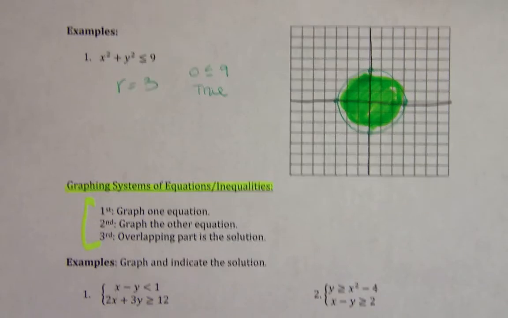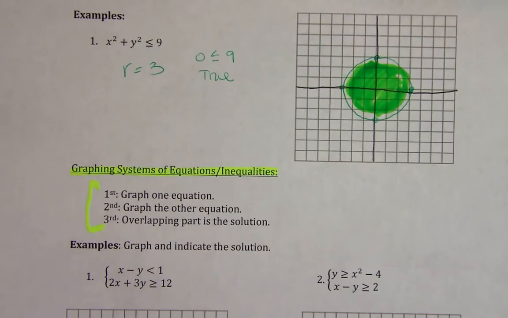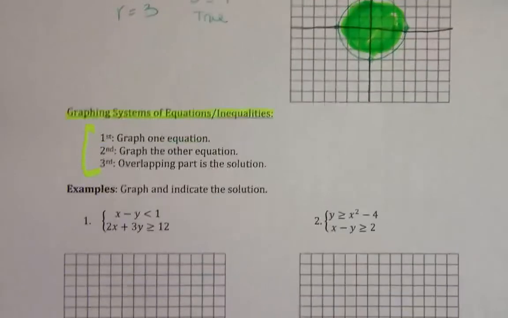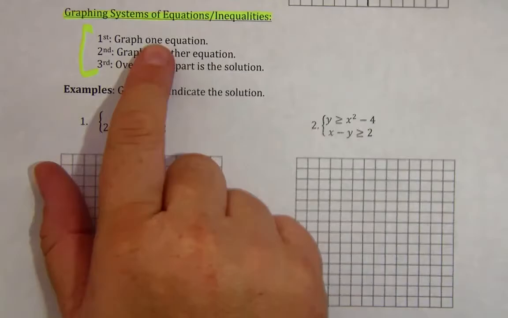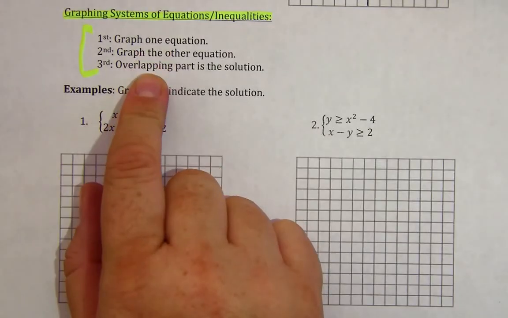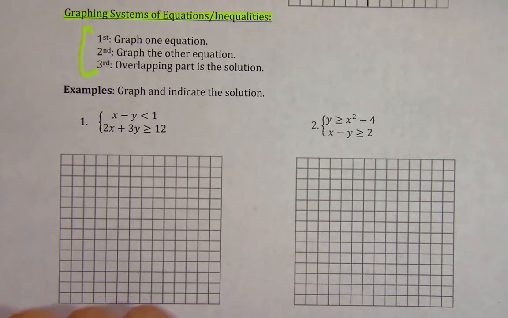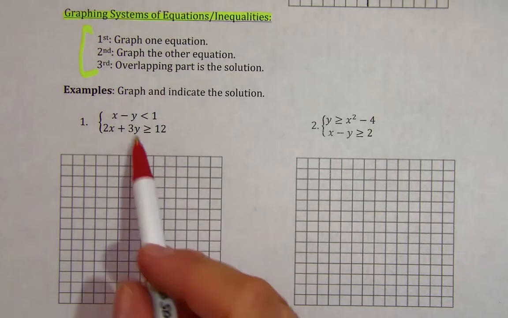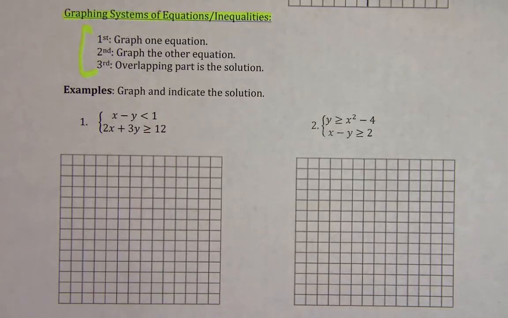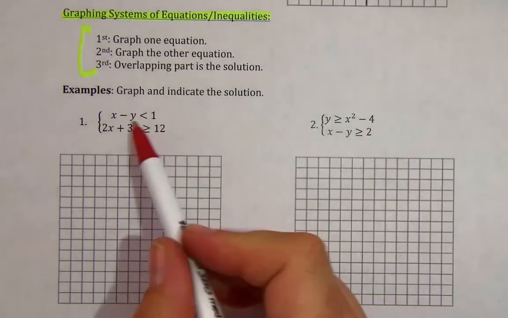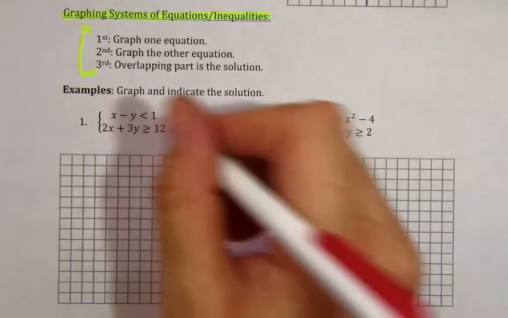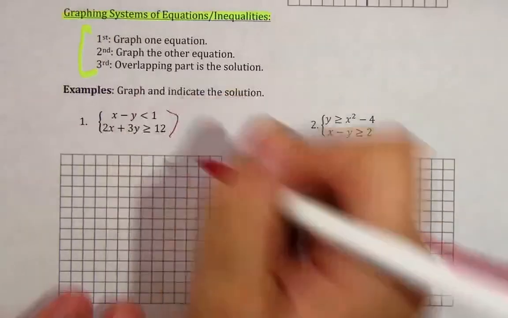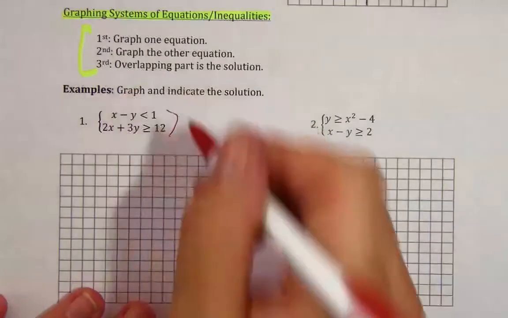And then looking at graphing systems of equations and inequalities. So now we're back with a system of inequalities. It says graph one equation, graph the other equation, and then the overlapping part is the solution. So we have the system of inequalities here, and let's go ahead and graph each one of those. So this first one, I can rewrite these equations, and I'm going to write them in slope-intercept form.